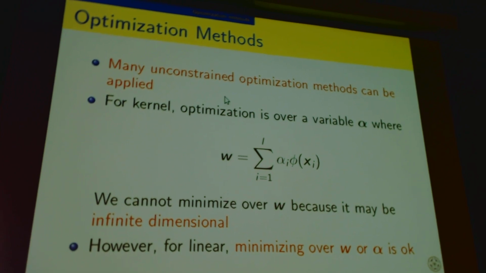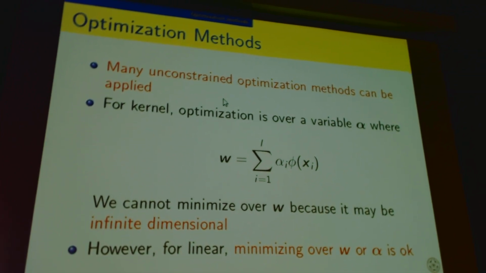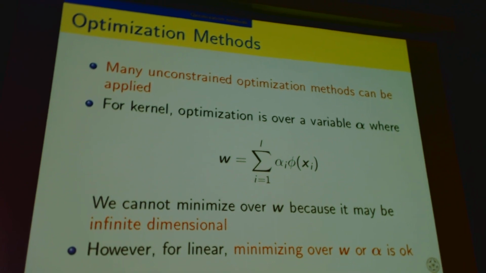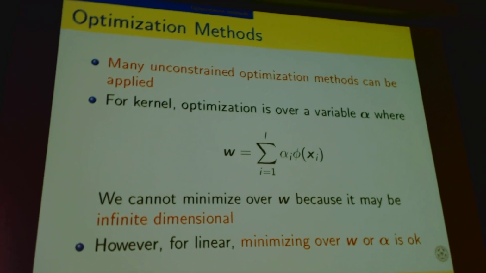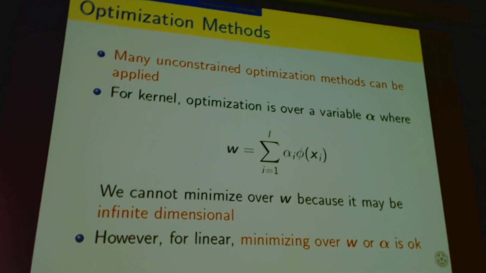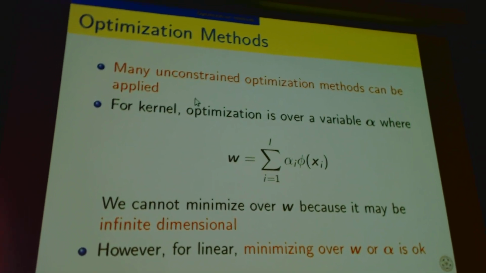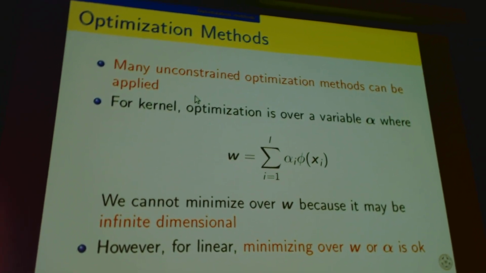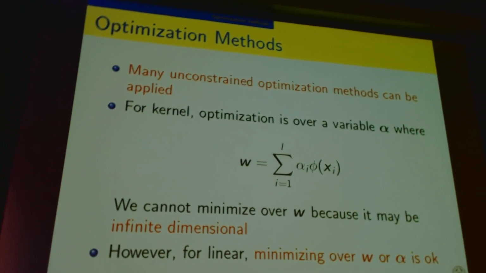But now you say, oh, this optimization problem of W is just a simple unconstrained optimization problem. Well, that's right. So in principle, any unconstrained optimization methods can be applied. But of course, whether they are efficient enough, that's another issue. But I want to particularly mention the difference between linear and kernel here to explain why we can achieve much faster training for linear rather than kernel.